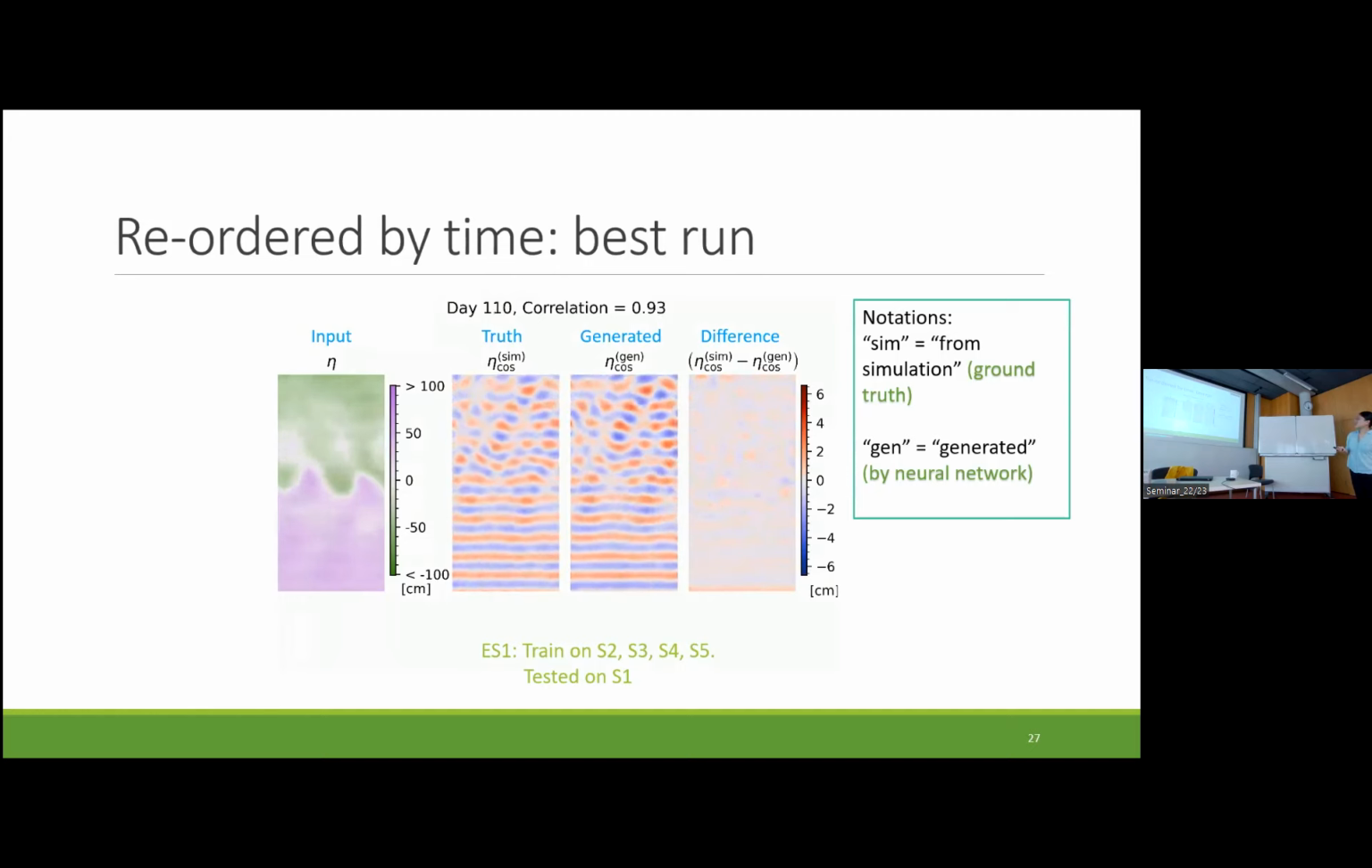The difference is also very small in magnitude. And even though we randomly reshuffle the time during both the training and testing phase, it looks like it's almost reconstructing the temporal evolution of the tidal patterns too. It looks like so because it does so well at every single snapshot.